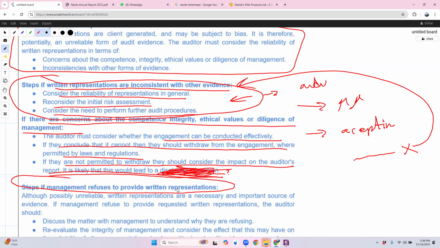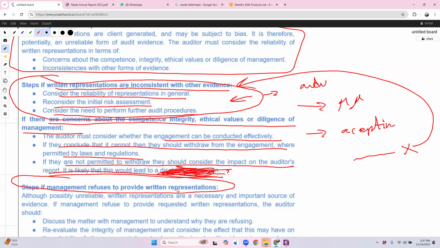Their management is a liar. During the audit, you identified it. So now you should not continue. Even on the written representations, they would lie. They are not going to consider any single thing. They would only make sure that whatever you are asking for, they just accept it. That's it. So as an auditor, you should resign from that company during the audit. You should not even complete the audit.